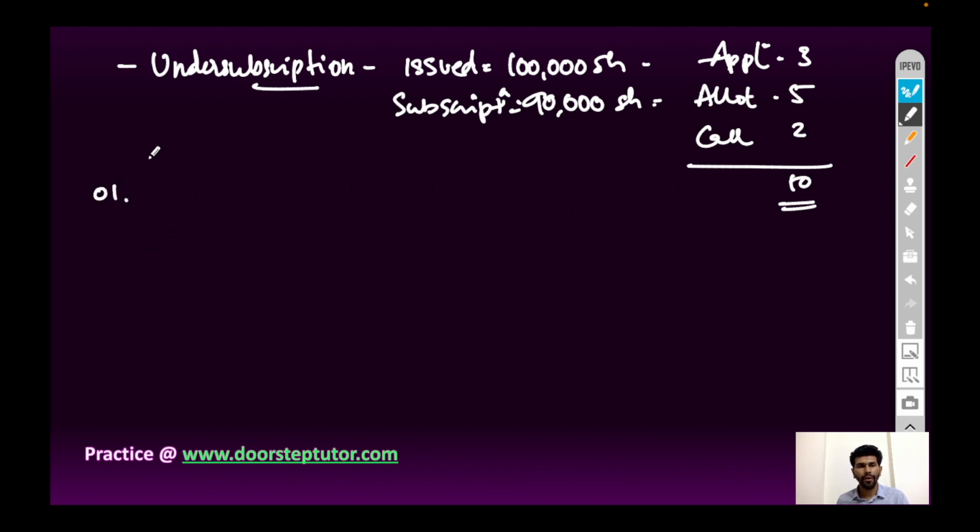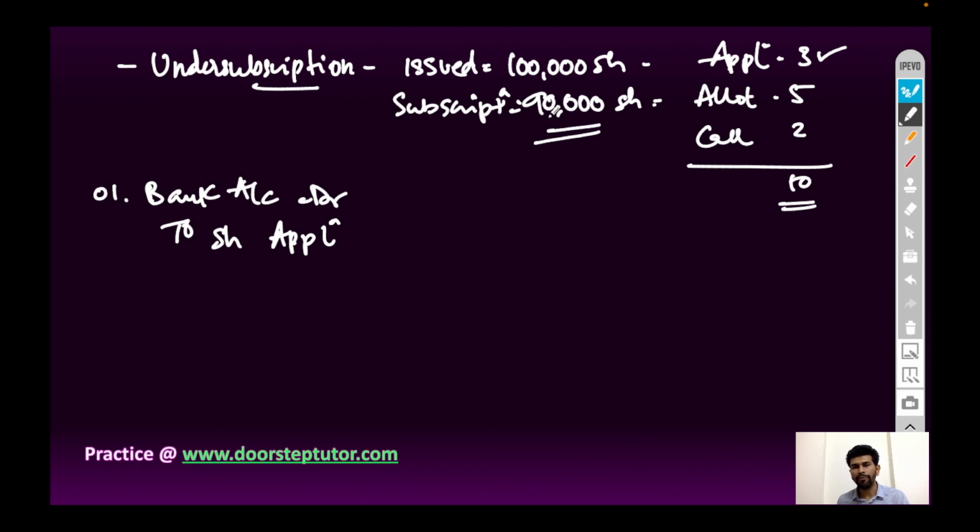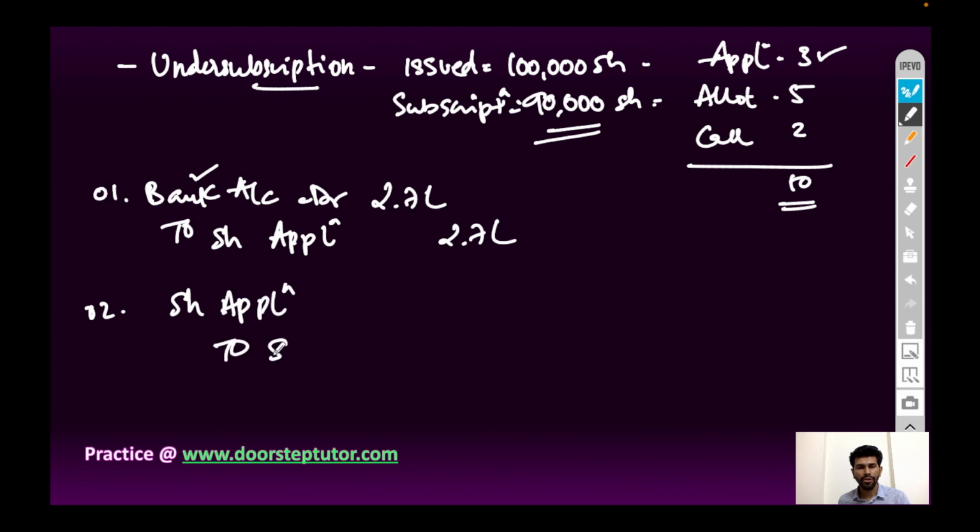Then on receipt of application money, the entry will be bank account debit to share application account, amount will be 90,000 into 3 because the public have subscribed for 90,000 only. So money will be debited in bank account with 90,000 into 3, 2 lakh 70,000 rupees. The second entry will be share application account debit to share capital account 2 lakh 70,000 rupees.